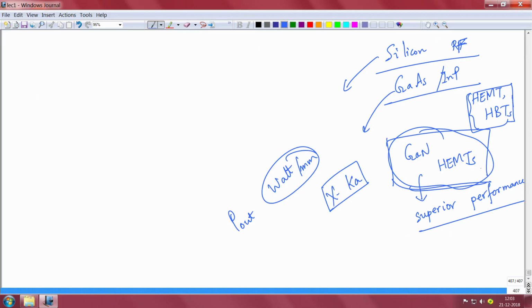Different applications need different kinds of devices. Satcom, radio, avionics, and C band is very widely used. Silicon of course is there, but now the dominant market player that is entering is gallium nitride.